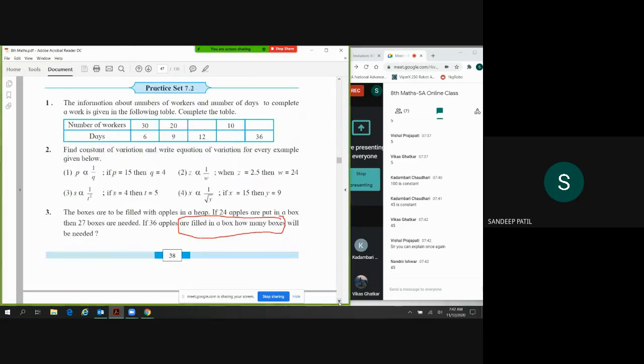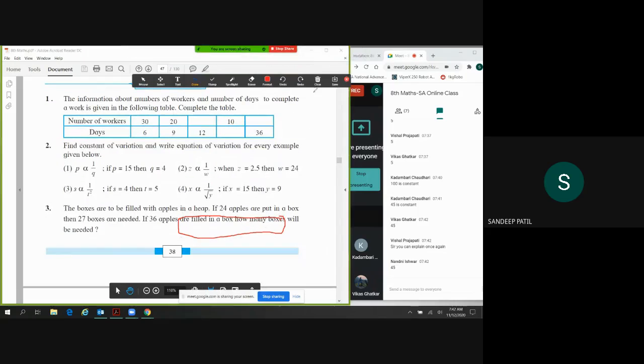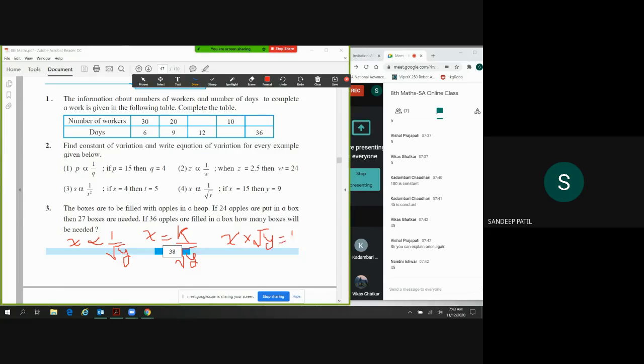Okay, so here we can see that x is inversely proportional to root of y. X is equal to k divided by root of y. Hence x into root of y is equal to k. And if we write down the values given in the problem, 15 into root of 9 is equal to k. So we can calculate, and many students have given the right answer. So this is 45. That's correct.